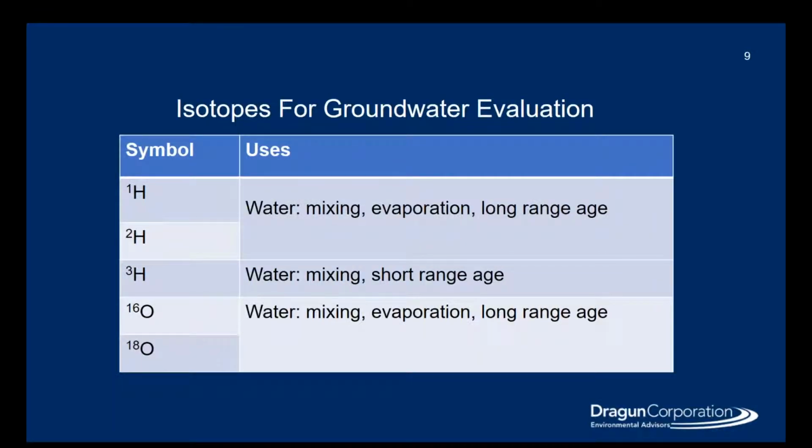So some of the uses that we can have for these isotopes are, for protium and deuterium, we can look at mixing of water bodies, evaporation of water bodies, long-range age dating, and I'm going to talk about that in a case study. Tritium, H3, we can use to identify mixing between groundwater bodies, and short-range age dating of water bodies. And finally, oxygen 16, oxygen 18 are like the protium deuterium. We can use it for mixing, evaporation, and long-range age dating.